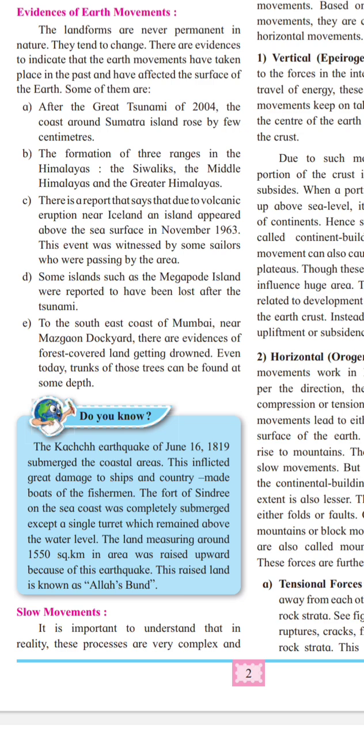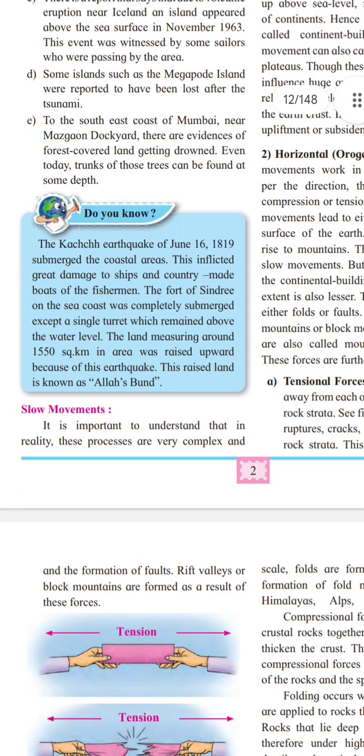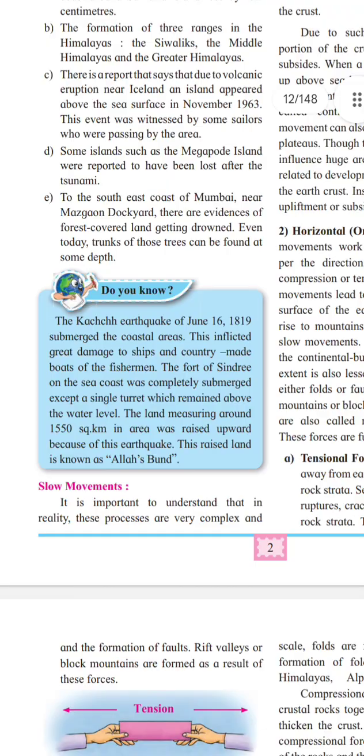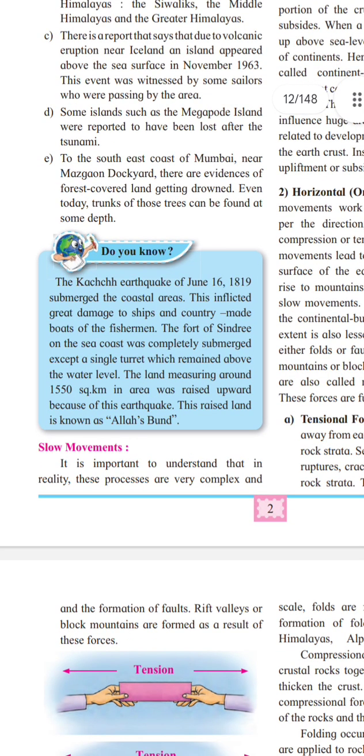Our fourth evidence: after the tsunami, some islands like Megapode Island disappeared beneath the sea. This shows that the Earth's surface can also sink. Our fifth evidence: near Masgaon Dockyard, Mumbai, scientists discovered tree trunks deep under the sea. This means that land which was once covered with forests later submerged underwater because of earth movements. Now, these were the five evidences which we should remember, because many times a question is asked on that.